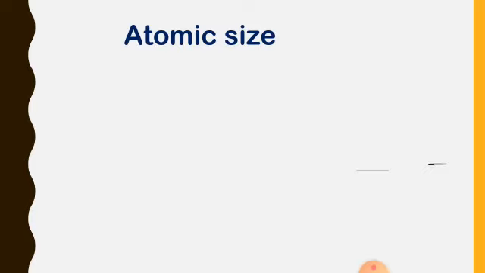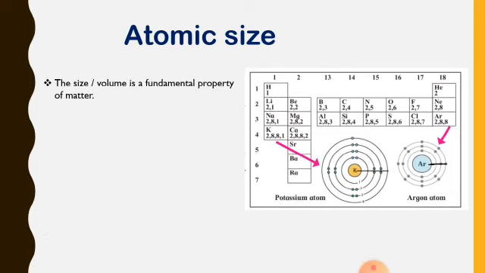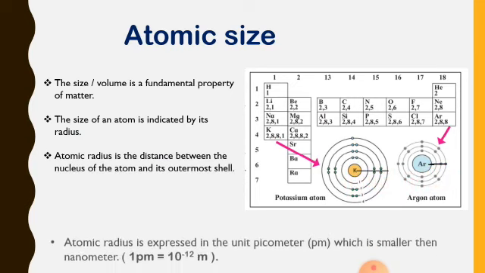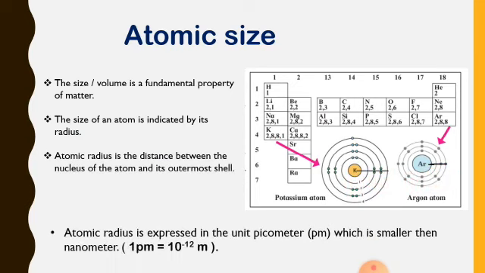Then what is the atomic size? The size, volume is a fundamental property of matter. The size of an atom is indicated by its radius. And atomic radius is what? It is the distance between the nucleus of the atom and its outermost shell. Here you can see the radius. So the atomic radius is expressed in terms of what? In the unit picometer. Remember this will be asked in the exam as some MCQ type questions.